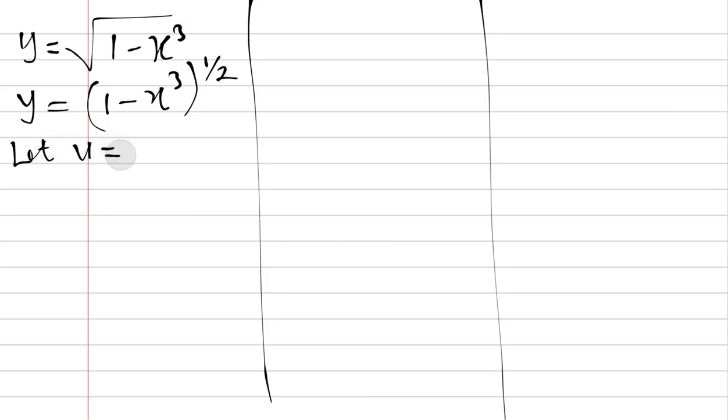Let u be equal to what? 1 minus x raised to power 3, all raised to power 1 over 2. Are you seeing that? So this will now become y. Since you have represented u with this, your y will now become what? u raised to power 1 over 2. Are you getting that now?